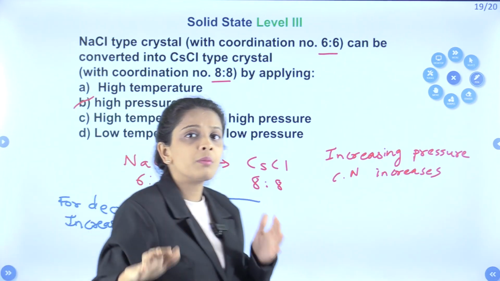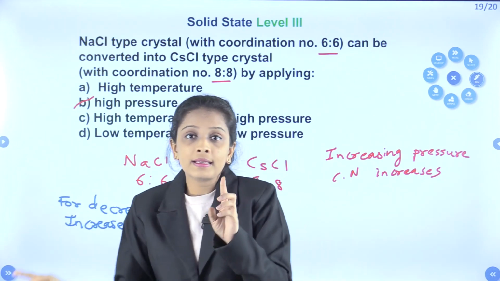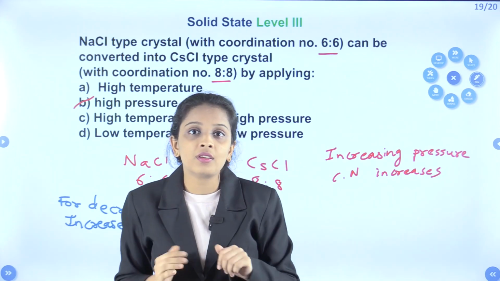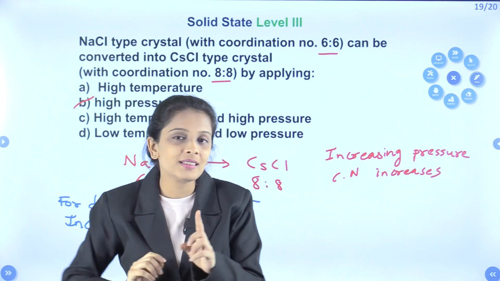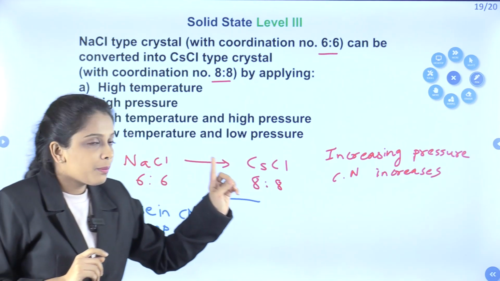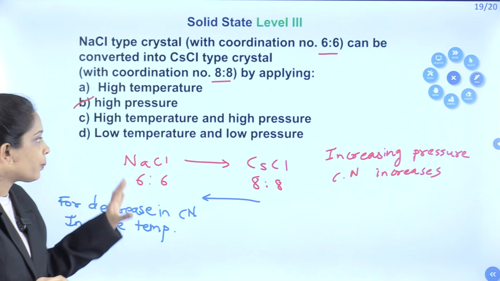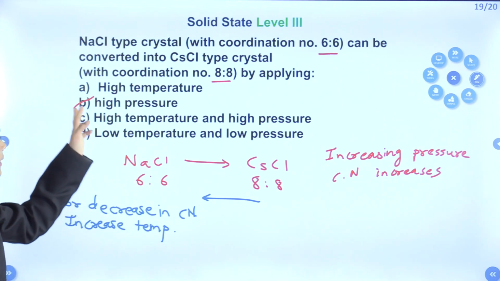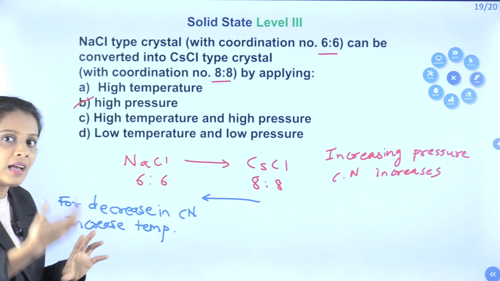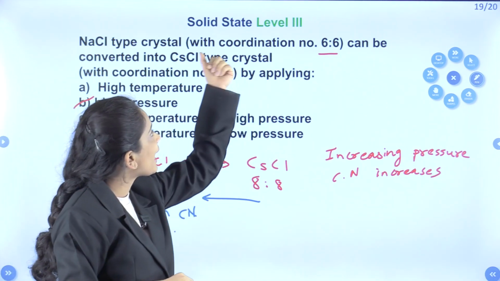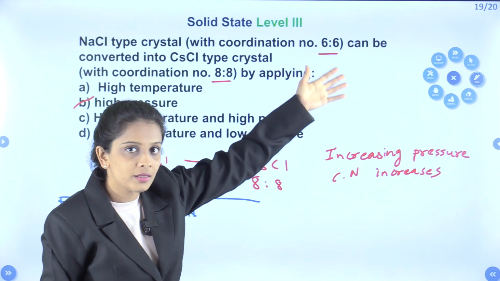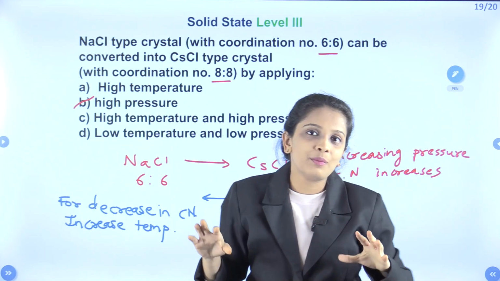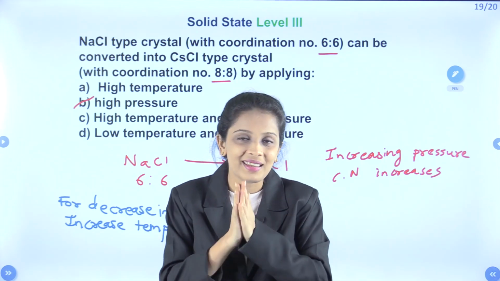Repeating myself, remember it this way: to increase the coordination number, increase the pressure. To decrease the coordination number, increase the temperature. This is a very important note. Please jot it down. I am hoping you understood this part very well. So in this case, the answer is high pressure. By applying high pressure, we are going to convert NaCl having this coordination number to cesium chloride coordination number. Yes student, I am hoping you understood this part very well.